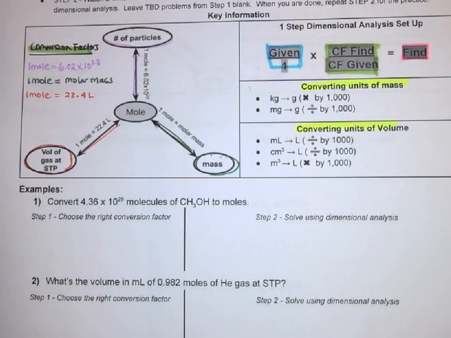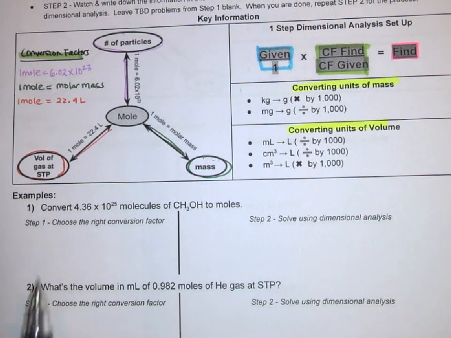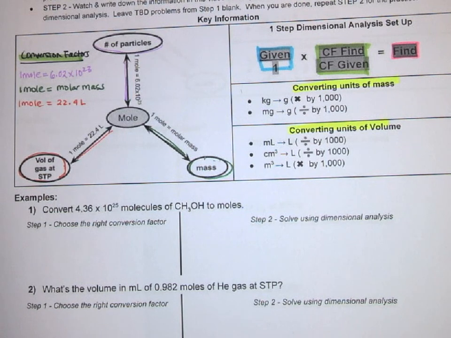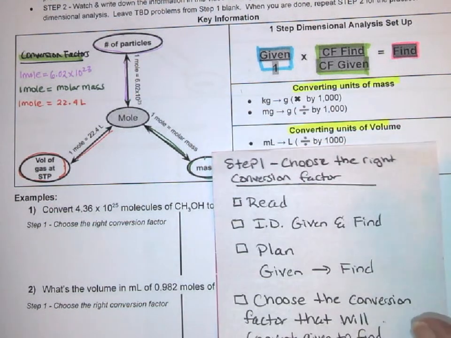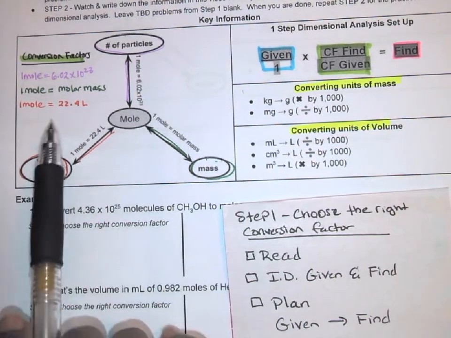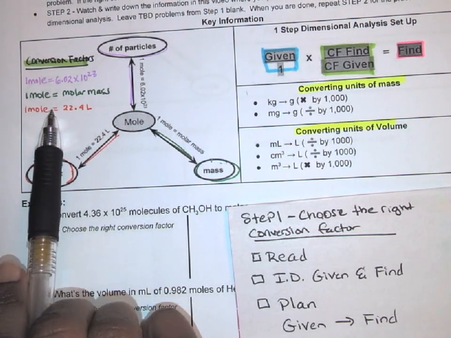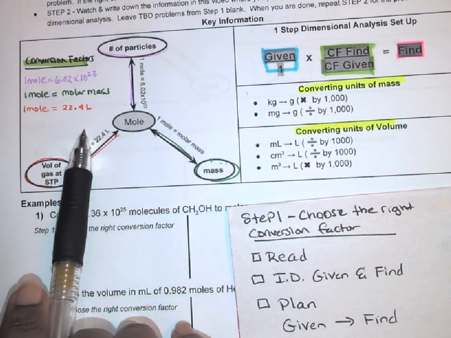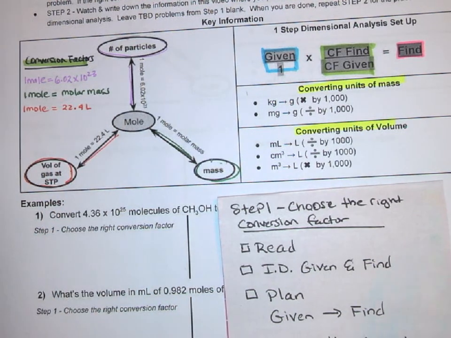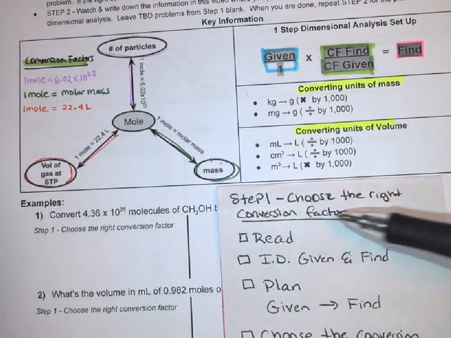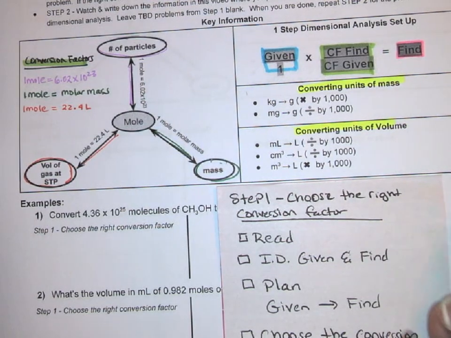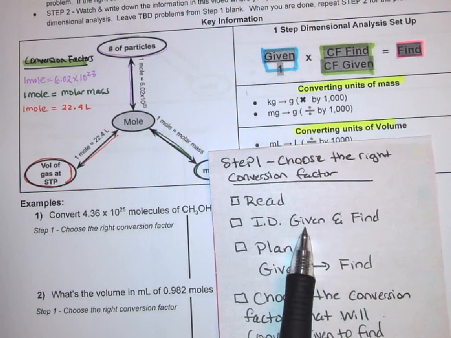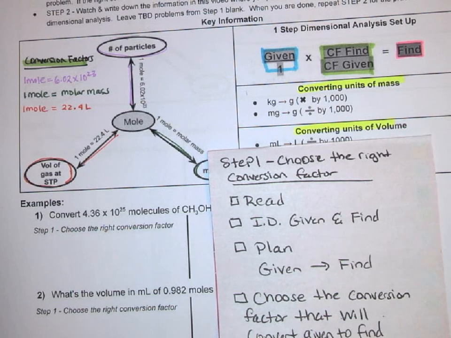So we are going to go ahead and do step one. Let's review what step one is about. For step one, our main goal is to choose one of these three conversion factors, and we can either use the mole map or our understanding of units to choose that correct factor. The first thing we need to do is to read the problem. Then we'll identify the given and find, so what we're given and what we're asked to find in the problem.